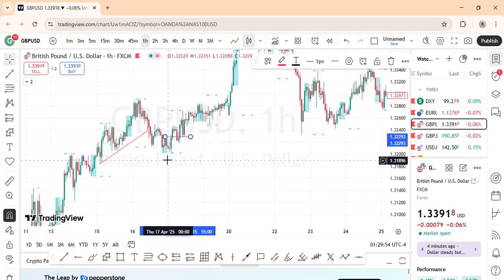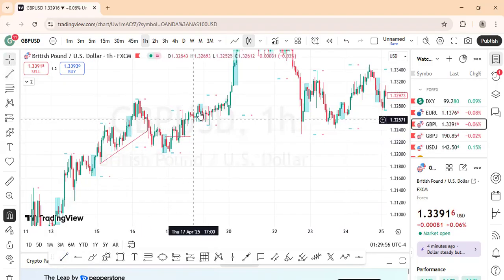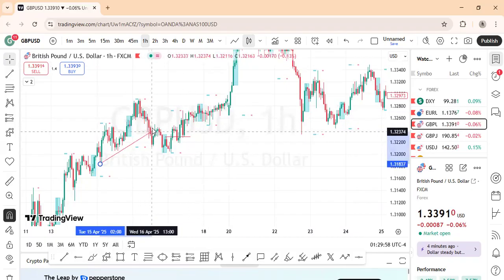So look at the bullish break. The market gives a bullish break here and then what? It bought to the upside, right? So can you see that? Now see another example here.